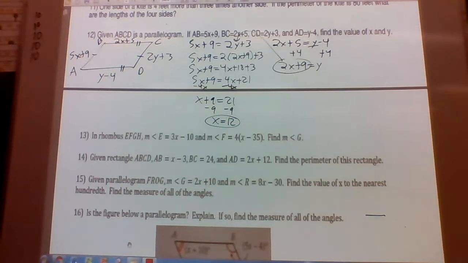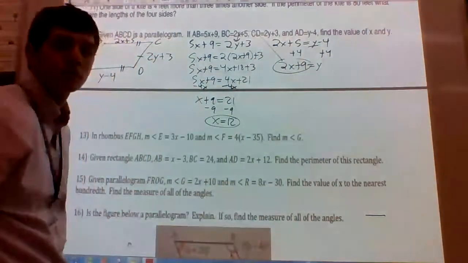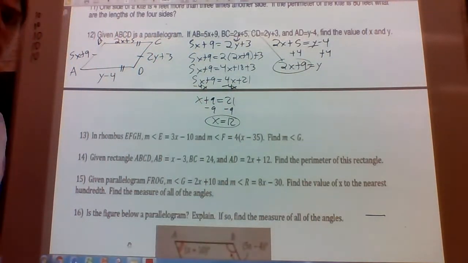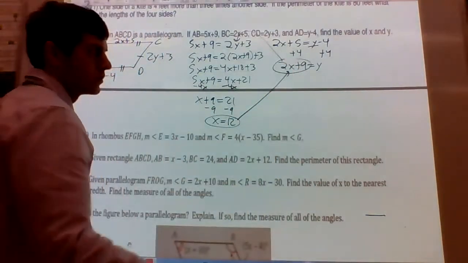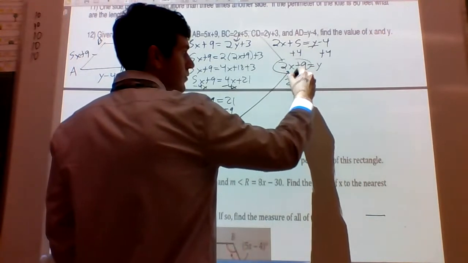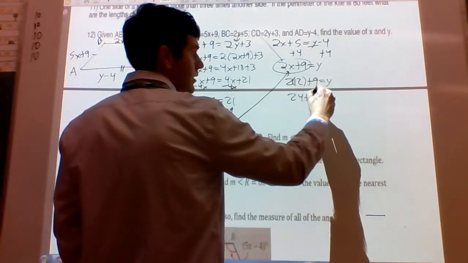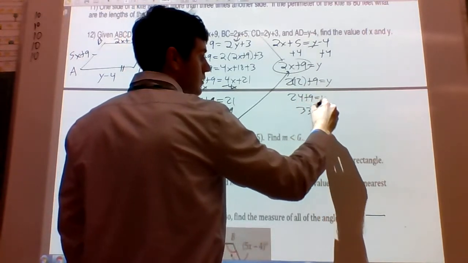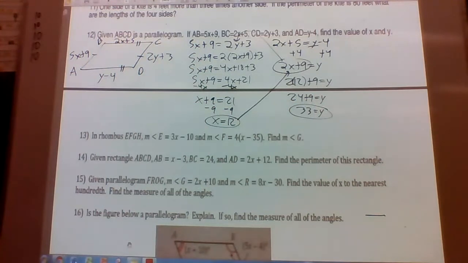How do we find y? We have to substitute x back in. We can substitute it into either equation. I'm going to sub it in here, though, because we already have y solved for. So I'm going to plug in x to here. I'm going to get 2 times 12 plus 9 is y. That's 24 plus 9 equals y. That's 33 equals y.